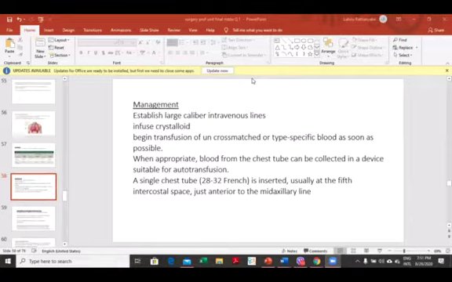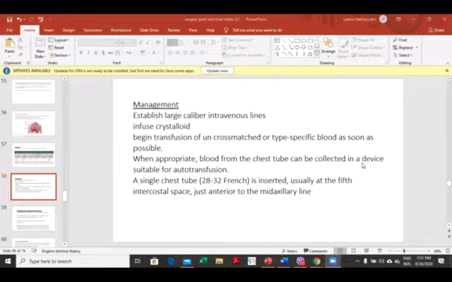Otherwise, if you transfuse more fluid, like crystalloid, they will get problems, coagulation problems.